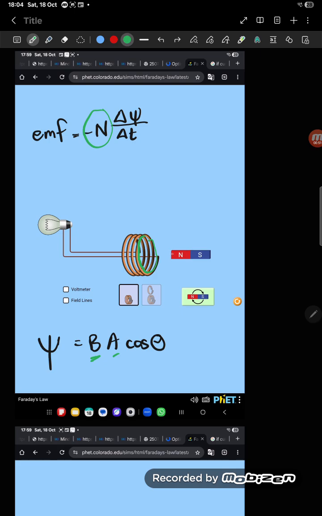Can you see if the magnet is here, I can get lots of field lines. There are tons of field lines going in there. Make sure your field lines don't touch each other. Tons of field lines going in there, coming out there. And the movement of this backwards and forwards will cause EMF. So how is this cos thing related?